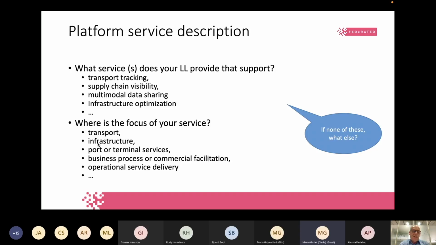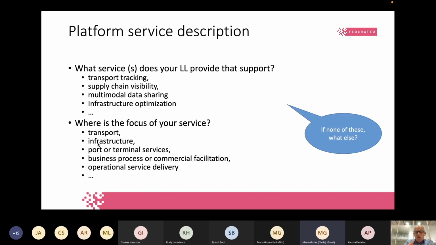Supply chain visibility, if that's the focus, what exactly are we making visible? And can we share that visibility with another platform that's doing similar things? Multimodal data sharing. Are we trying to share data across the modes? If so, then we have the challenge of understanding the complexities of the other mode and how we actually share the data. But you may be involved in that, in which case that would be an interesting case to study as well. Some of the labs are looking at infrastructure optimization. Again, something that may be useful when looking at other infrastructure that is connected somehow.